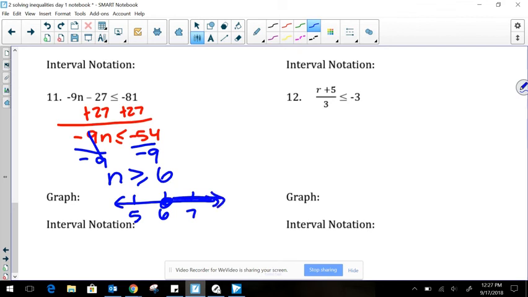Okay, so today, in summary, whenever you multiply or divide by a negative number, you flip your sign. And you always want your letter on the left, so you may need to rewrite your inequality answer so the letter is on the left-hand side.